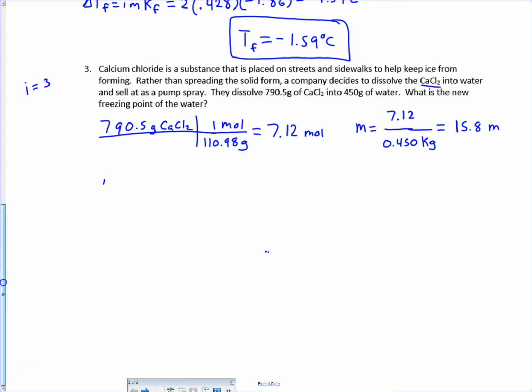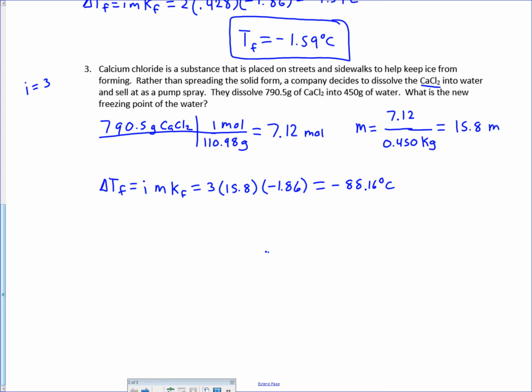So then we know change in boiling temperature or freezing temperature equals I times M times the freezing point constant. And then Van't Hoff factor I said is 3 because CaCl2, calcium chloride, is an ionic substance. It's going to split into 3 pieces. 3 times 15.8 times negative 1.86. All right, multiply those together, you get negative 88.16 degrees Celsius.